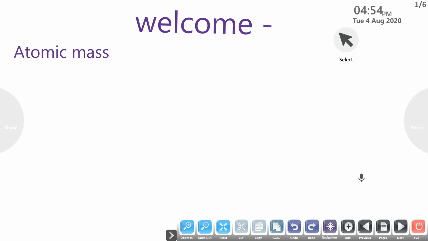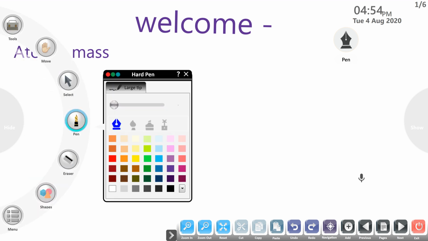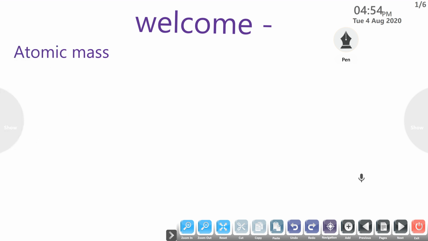Dalton's atomic theory proposed the idea of atomic mass. According to him, each element had a characteristic atomic mass. Each element has a characteristic atomic mass.